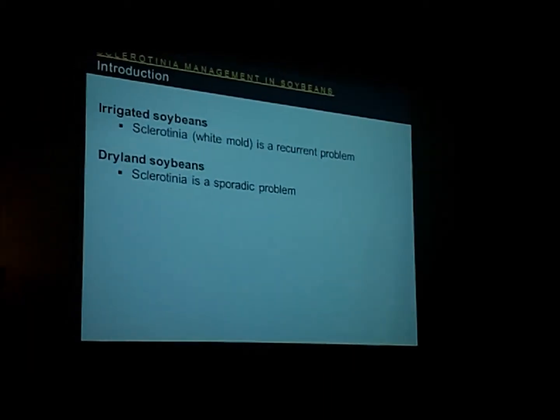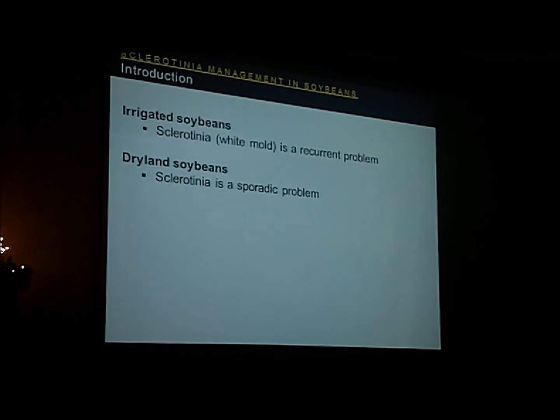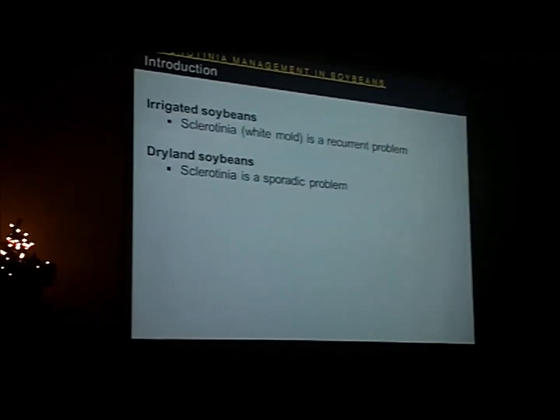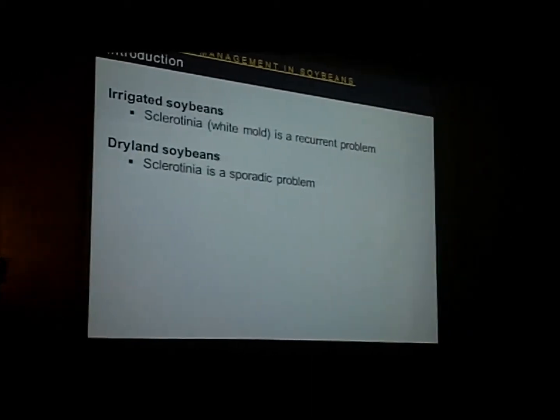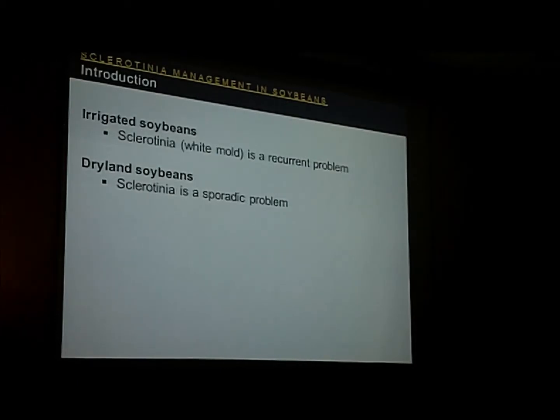Okay, so sclerotinia management of soybeans. Now, irrigated soybeans, sclerotinia is of course a recurrent and often very economically important disease. Dryland soybeans, of course, this is a sporadic disease, often quite modest in its implications relative to yield, except for low-lying spots, wet spots in the field. Now, I will be giving this talk targeting the dryland grower. Certainly all information presented here is relevant to irrigated soybeans, but I am really targeting a dryland producer in this context. And in irrigated soybeans, we'll be talking a little bit more about water management.